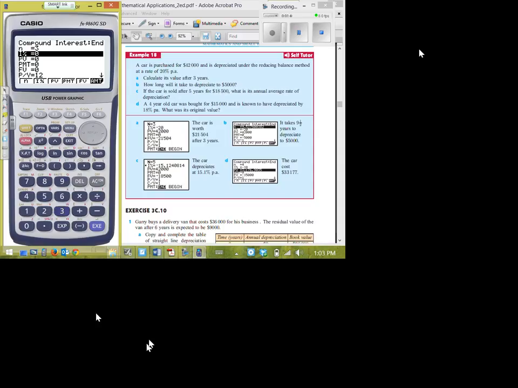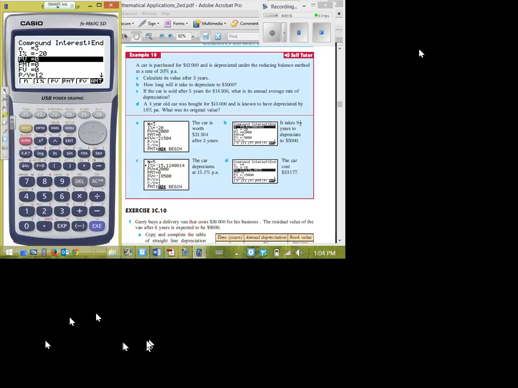Now the next bit's a bit different to what we're used to, guys. The rate is 20%, so we're going to put in 20%, but we have to put it in as a negative. If we don't put it in as a negative, we're going to get a crazy big answer that's clearly wrong. So we put in negative 20 there.